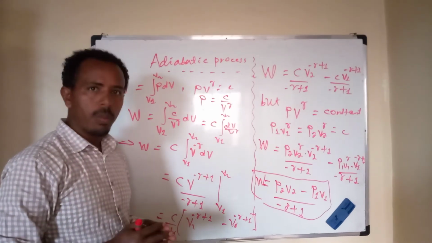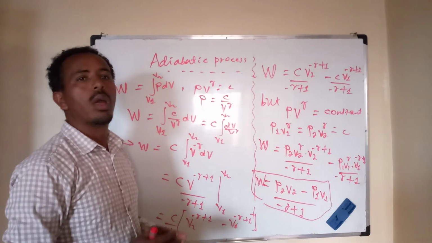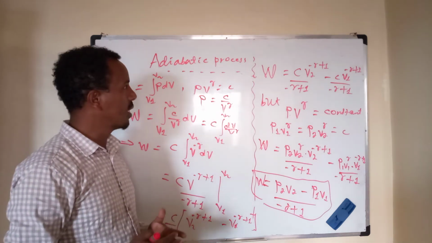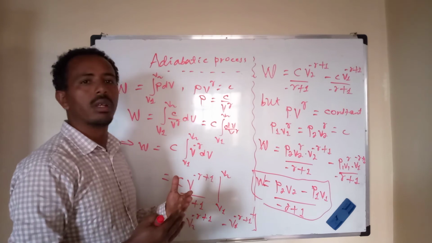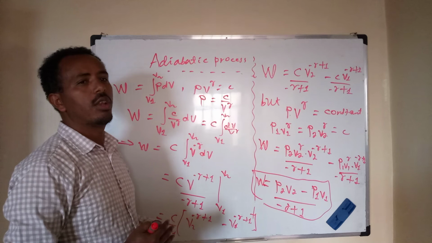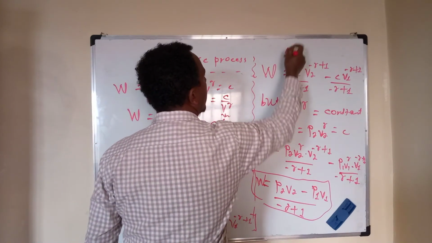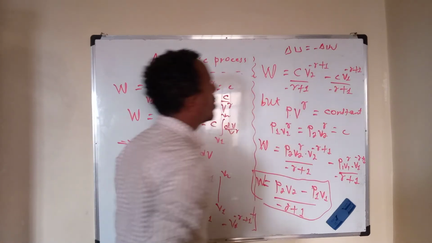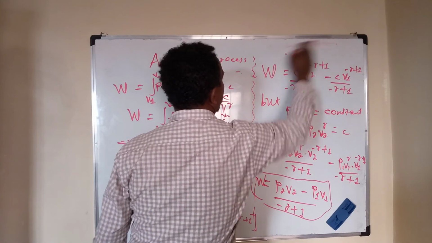Simply, an adiabatic process is a thermodynamic process that takes place when there is no heat exchange between the system and the surrounding. No heat exchange means change in Q is equal to 0. If change in Q is equal to 0, the first law of thermodynamics is written as change in U equals minus work done. This is the first law of thermodynamics in adiabatic process.